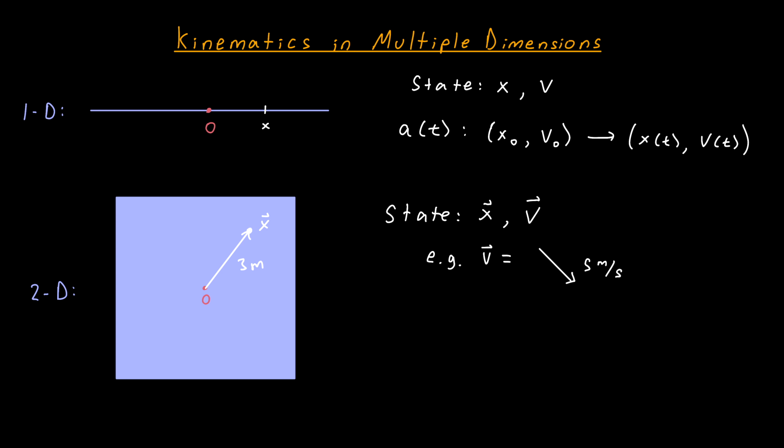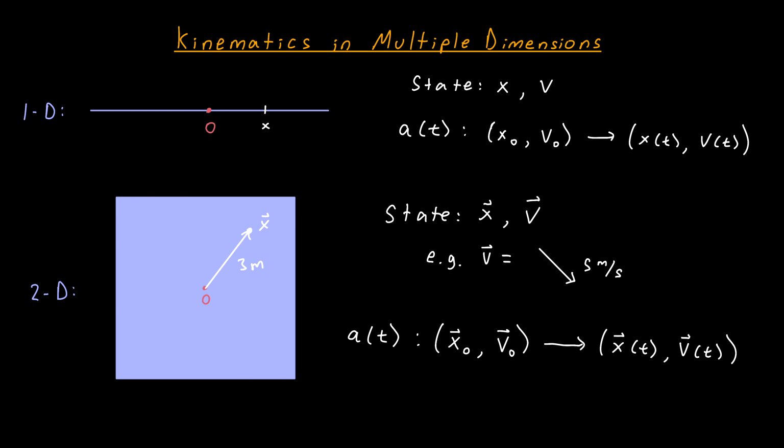If we know the acceleration as a function of time, which tells us how velocity and position change as a function of time, then we can go from some initial state, some initial vector x0, and some initial vector v0, to whatever final state we want, right? We go to some final x of t and v of t. So that tells us the vectors, or the arrows, that represent position and velocity at any given time.